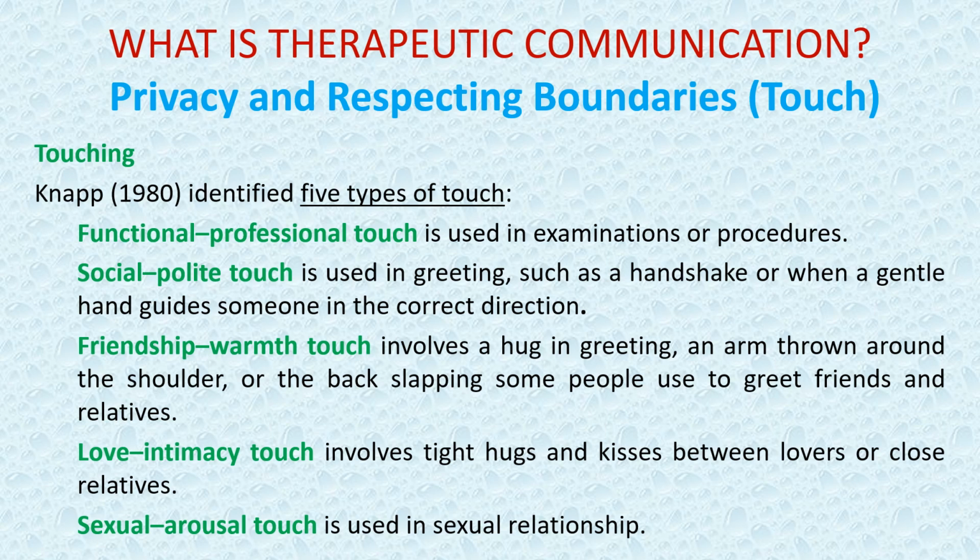Friendship or warm touch involves hugging, for example throwing arms around the shoulder of a person, or back slapping, and it is used to greet friends and relatives. Love intimacy touch involves tight hugs and kisses. Sexual arousal touch is used in sexual relationships.